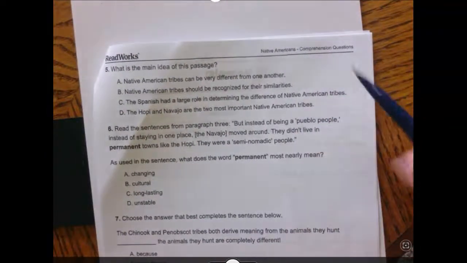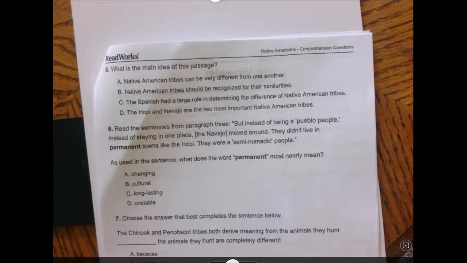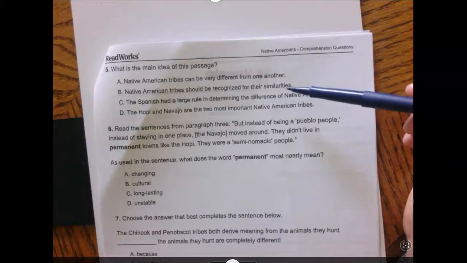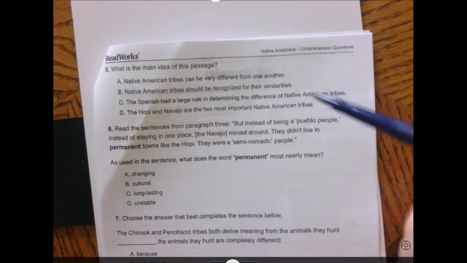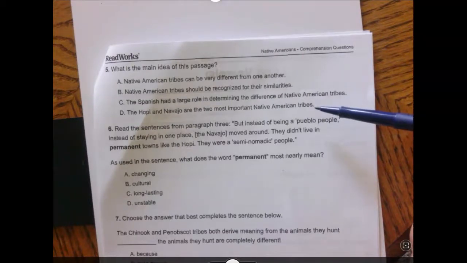Question number 5. What is the main idea of this story? So what's the big idea? Is it that Native American tribes can be very different from one another? Is it that Native American tribes should be recognized for their similarities? Is it that the Spanish had a large role in determining the difference of the Native American tribes? So the Spanish said, hey, you Hopi, you guys are going to live in towns. Hey, you Navajo, you guys are going to move around from area to area. Or is it that the Hopi and Navajo are the two most important Native American tribes out of all of them? You said A. You are correct.